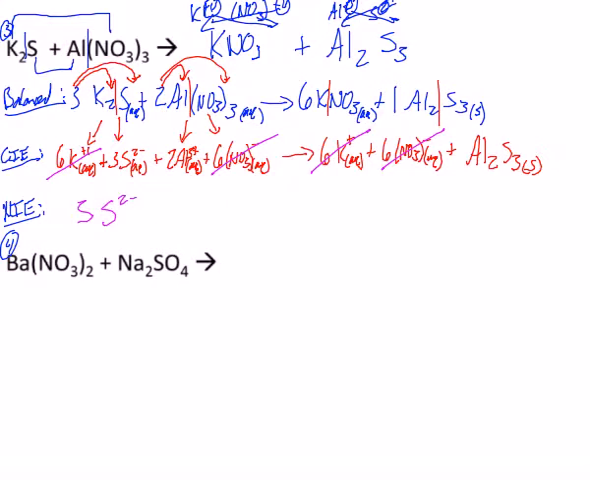3 S2 minus aqueous plus 2 Al3 plus aqueous yields Al2S3. So the only species, guys, that actually reacted were the sulfur and the aluminum. They came together to form a, what's a solid called that forms? A precipitate. Okay? Go ahead and take a break. We'll come back and do some more.